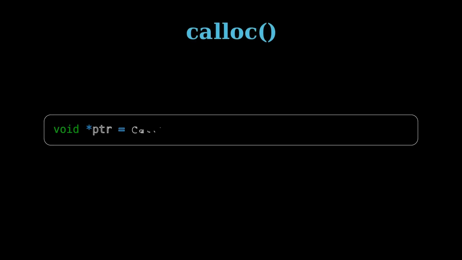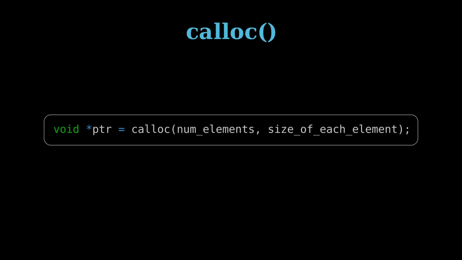Let's now take a look at calloc. Calloc stands for contiguous allocation and is similar to malloc, but it initializes all the buffer memory to 0. It also takes 2 parameters instead of 1, the first being the number of elements, and the second being the size of each respective element.